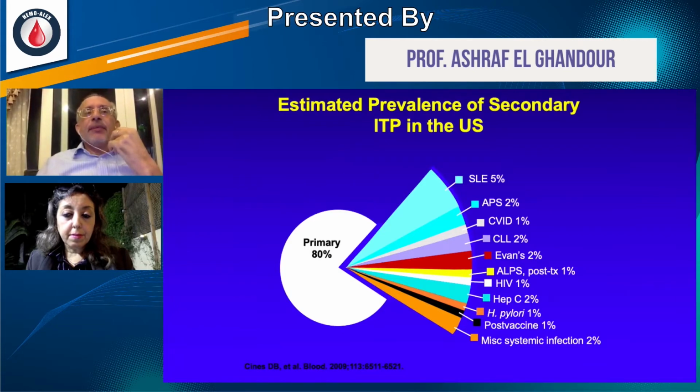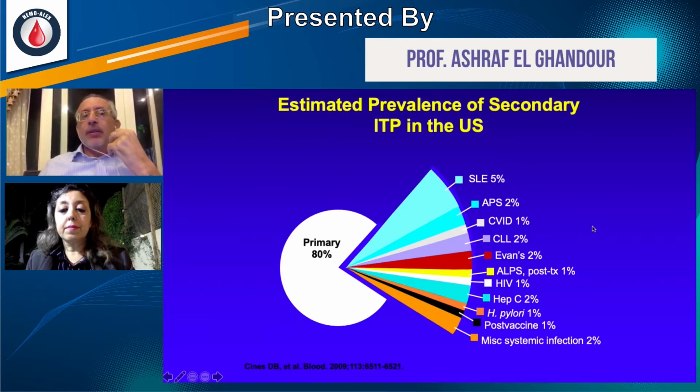This is the estimated prevalence of secondary ITP in the US. 80% of cases, as we all know, are primary, while 20% present as secondary, with causes like antiphospholipid syndrome, CLL, Evans, whatever. Hepatitis C, which here in Egypt is not 22%, it's much more than this level in cases of ITP. Actually, here in Egypt, if you find a case of thrombocytopenia, first you must exclude thrombocytopenia associated with hepatitis C.